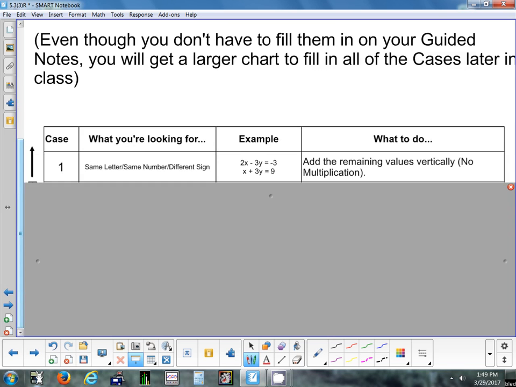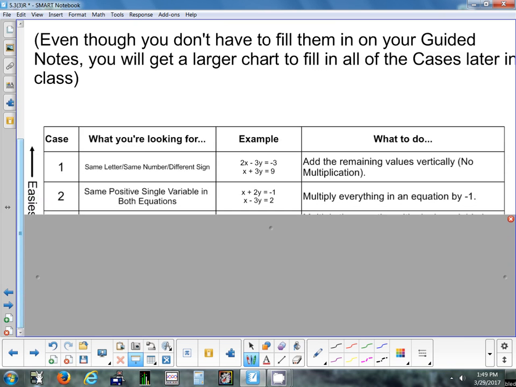What do I have to do? If I have a single X and X or a Y and Y in both equations, what do I do once I recognize that to solve? Multiply by -1. Good. So that's case 2. Same positive single variable in both equations. We'll multiply everything in the equation by -1. Top or bottom, it does not matter.